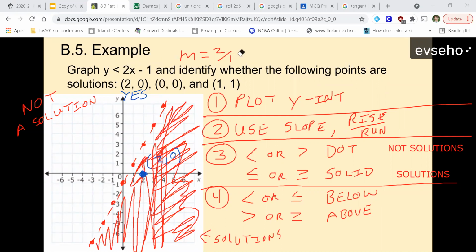And you can test that by actually plugging in. If we plug in 2 for x and 0 for y, is 0 less than 2 times 2 minus 1? Yes. So 0 is less than 3. Does that make sense?